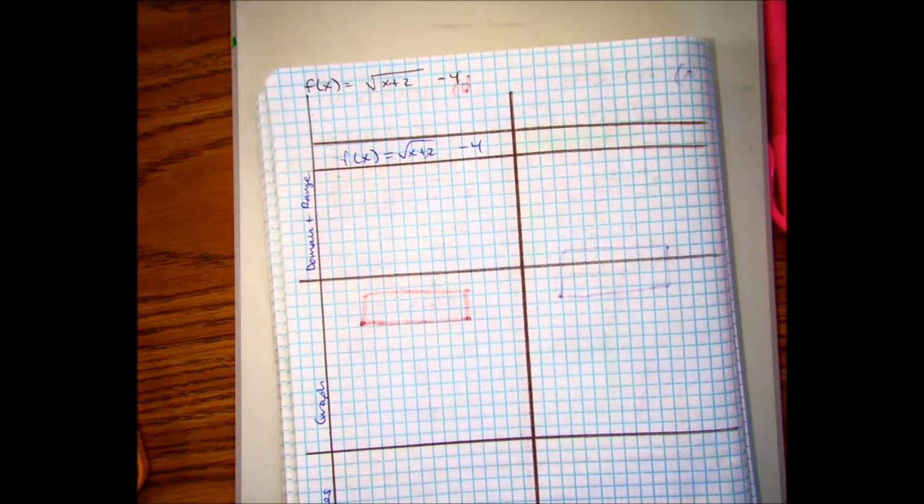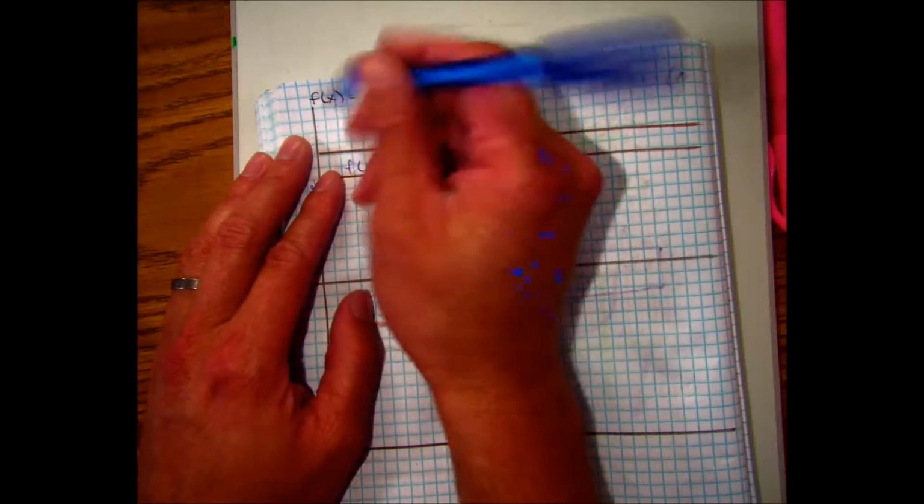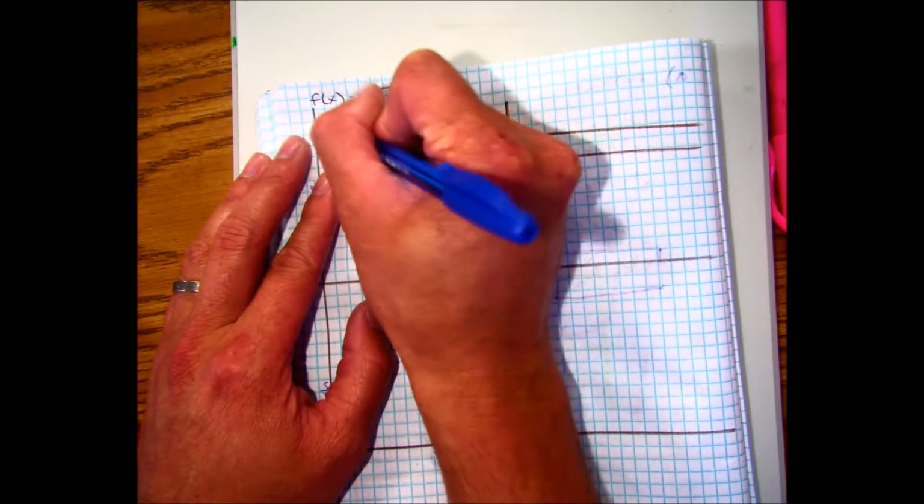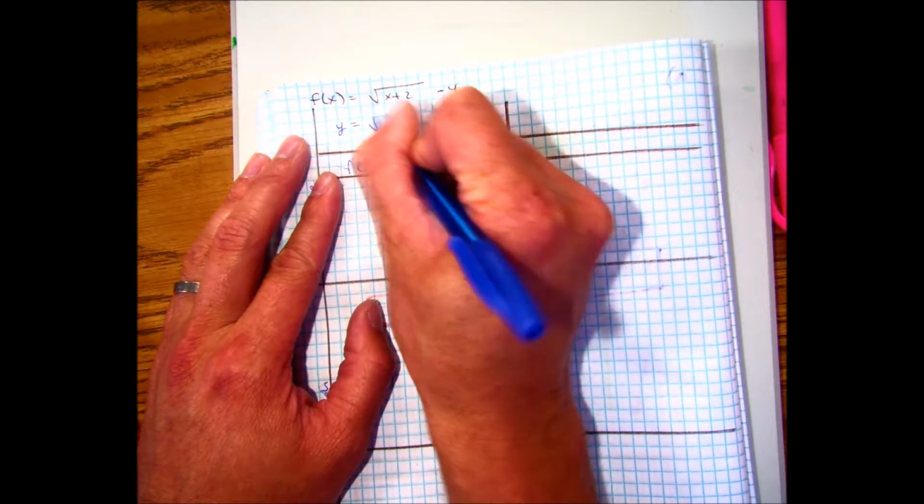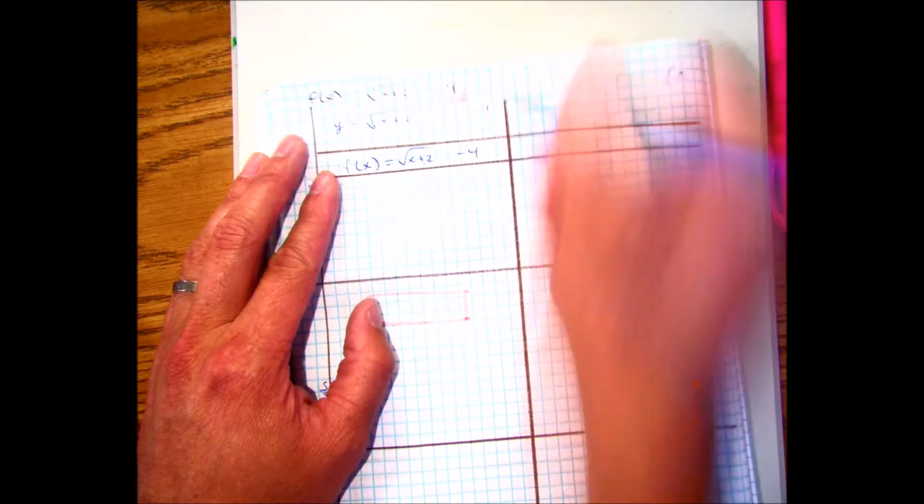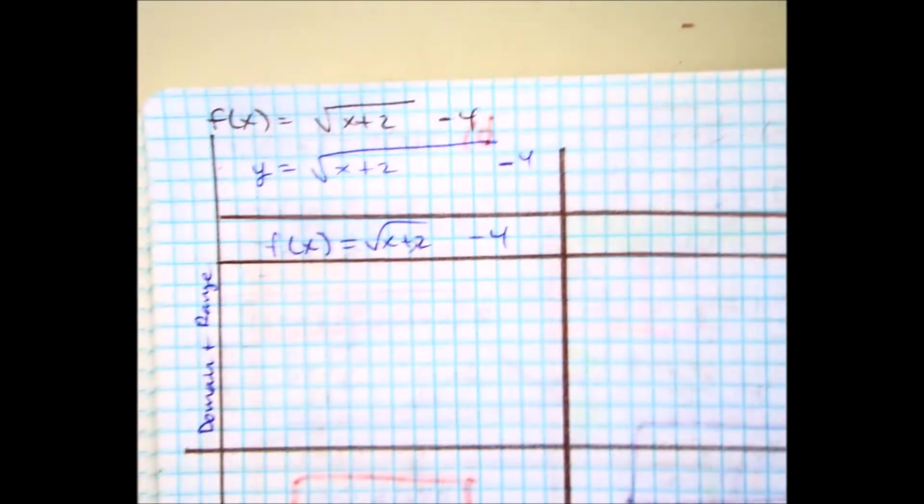Alright, so in this example, I have f of x equals the square root of x plus 2 minus 4. I'm going to find the inverse, so I'm first going to turn f of x into what? y equals the square root of x plus 2 minus 4. Whoops, made my minus too big. Class, what do you do with your y and your x?